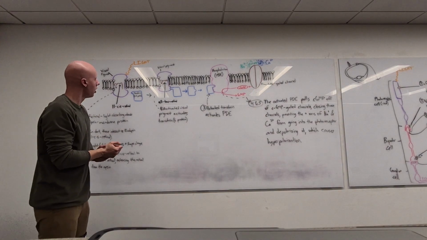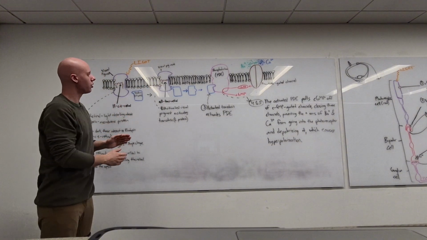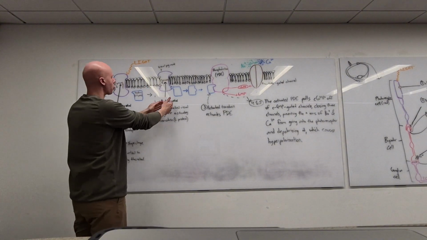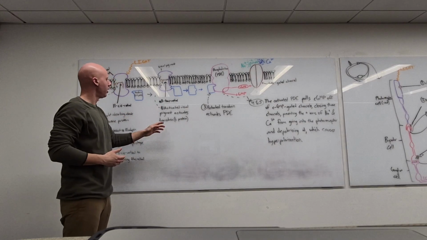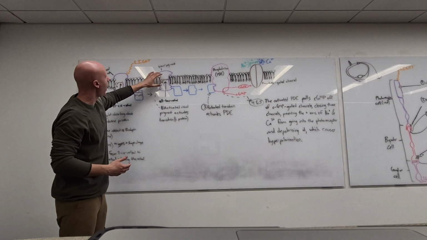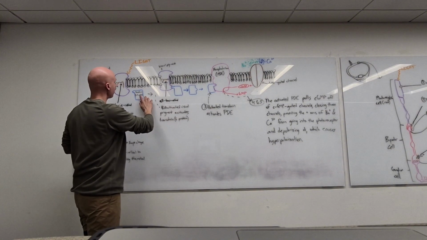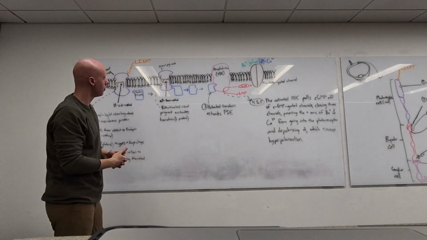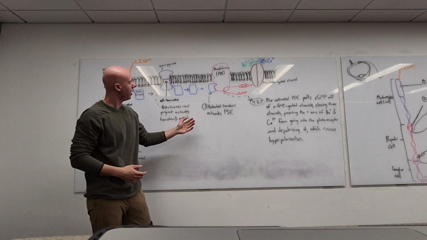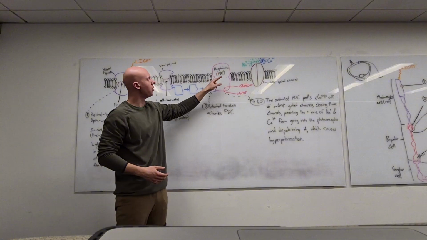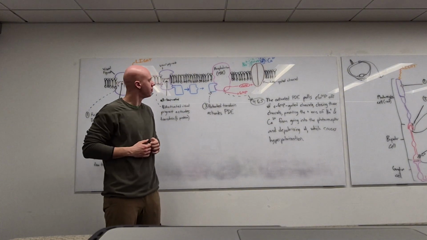Step two is once 11-cis retinal transforms into all-trans retinal, once that transformation happens, it activates the visual pigment. And the activated visual pigment activates transducin, which is a G protein, okay? Step three is the activated transducin is going to activate the phosphodiesterase, abbreviated as PDE, okay?